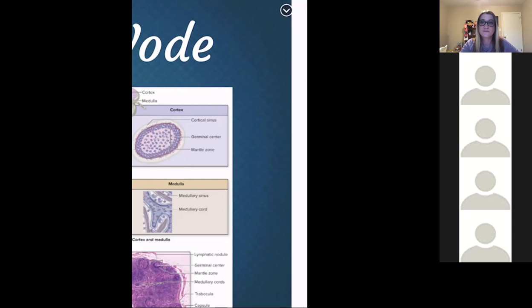And the medulla is composed of space, which is the medullary sinus, and then the medullary cords. Medullary cords are simply connective tissue with B cells, T cells, and macrophages attached to or within this connective tissue. As the lymph flows through, these cells can detect pathogens, eliminate them, and initiate an immune response to that specific pathogen. So that's how our lymph nodes work.